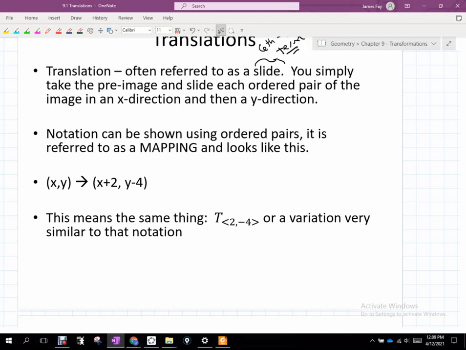Okay, so what's a map do for you? It gives you directions. It gets you from a starting point to an ending point, right? And that's exactly what this does. You start with an X comma Y. Doesn't matter what that X comma Y is, but that is on your pre-image.